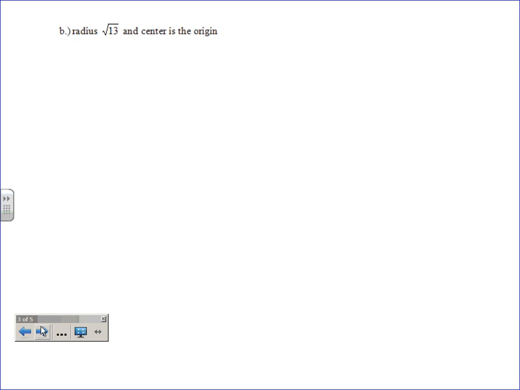Okay, so the radius is the square root of 13, and the center is the origin. So where is the origin? What's 0, 0? All right, so why don't you go ahead and try and do that one. Again, origin 0, 0, the radius is the square root of 13. That's not as scary as one might think.